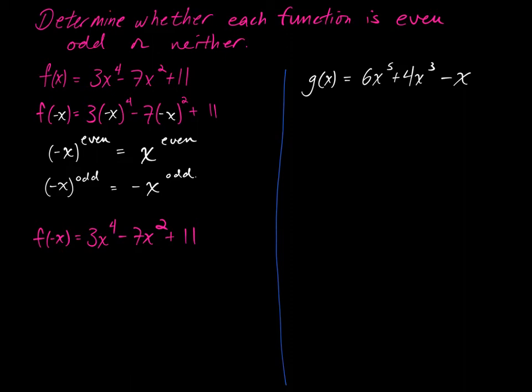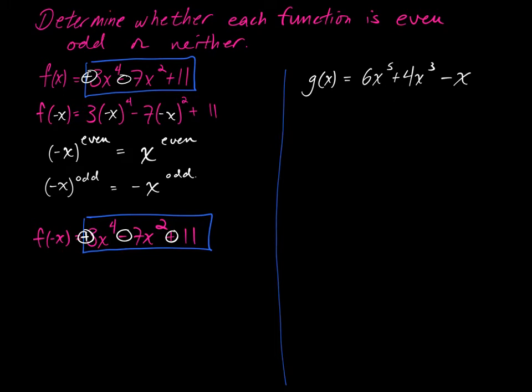So then what we do is we go back to the original function and to the new function, and we compare sign changes. So we look, the first term is a positive 3x to the fourth, the first term is a positive 3x to the fourth. The second term is a negative 7x squared. The second term down here is a negative 7x squared. The third term here is positive 11. The third term here is positive 11. It looks like none of the signs changed. We had a positive, negative, positive. No signs changed.